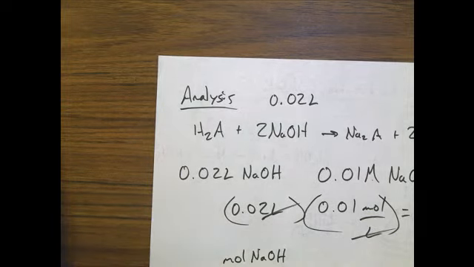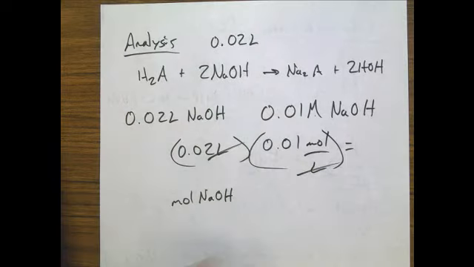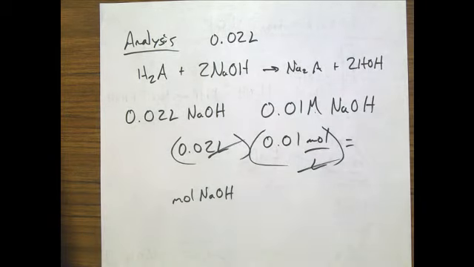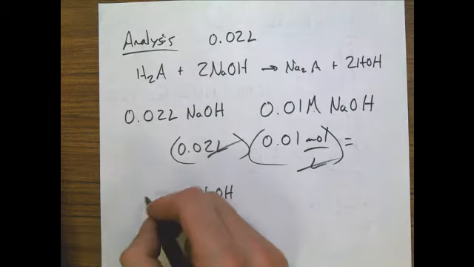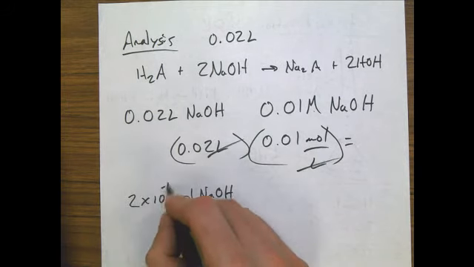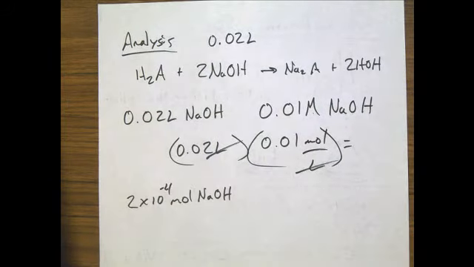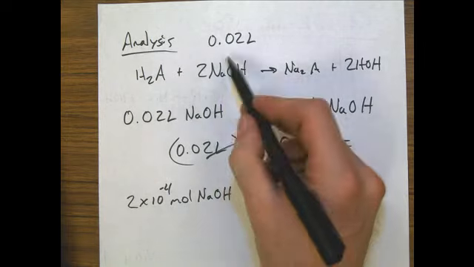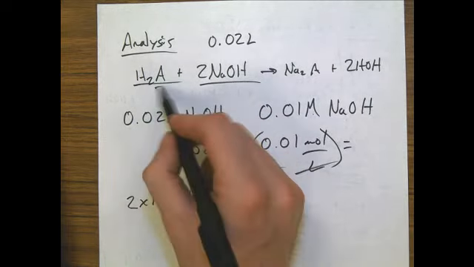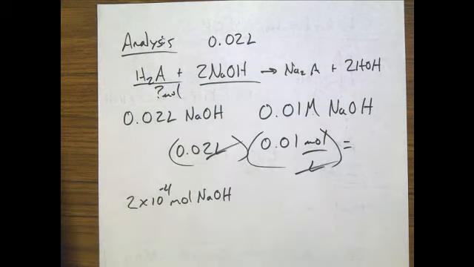Now, hopefully all of us in this class, let me move this back so you can see it for a second, can do the math and know that when you multiply 2 decimals, it becomes an even smaller number. So we end up with 2 times 10 to the -4th, in this example problem, moles of sodium hydroxide. Now, I know how many moles of this I have. I have to figure out how many moles of this it reacted with.